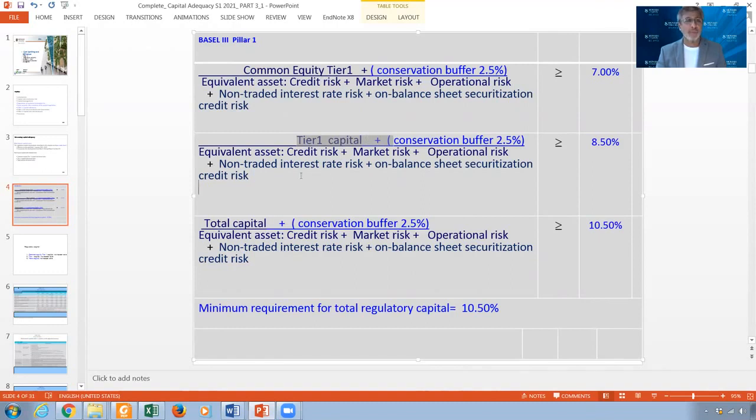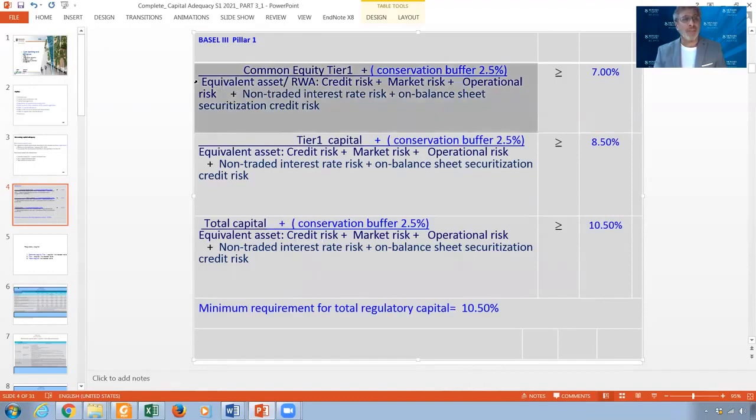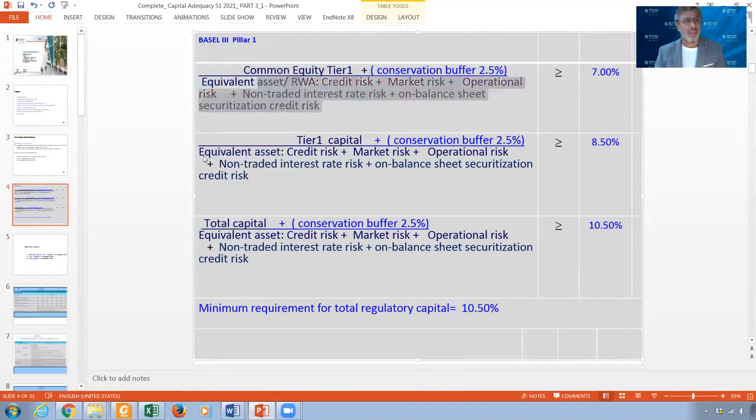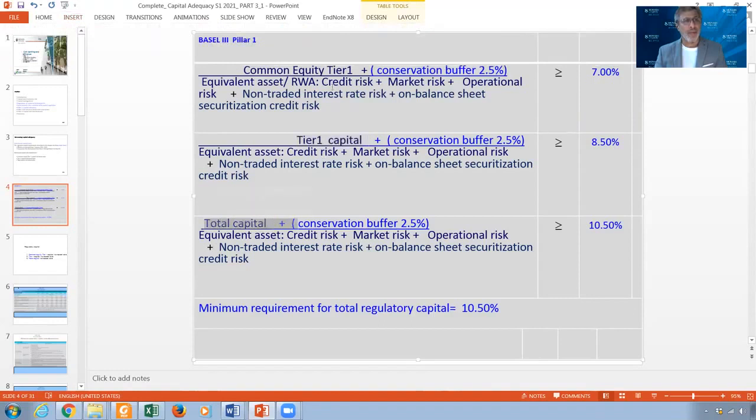according to Basel tables. And then in the denominator, we have the equivalent assets, which is the risk-weighted assets. When we say equivalent assets, we actually mean risk-weighted assets, for credit risk, market risk, operational risk, securitization, and non-traded interest rate risk in the banking book. All of those are the ones that we need to calculate. It is the same denominator for all of them. If you look at this or this or this, it's the same thing. However, only the capital here is tier 1, here is total capital, and here is the common equity.